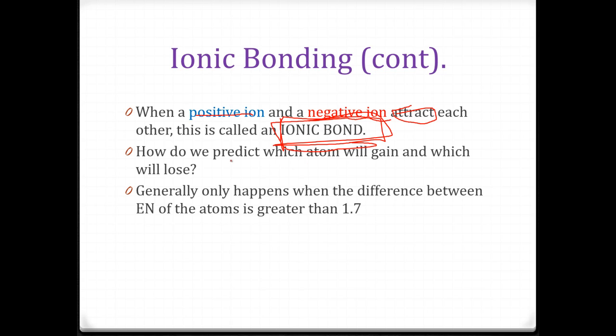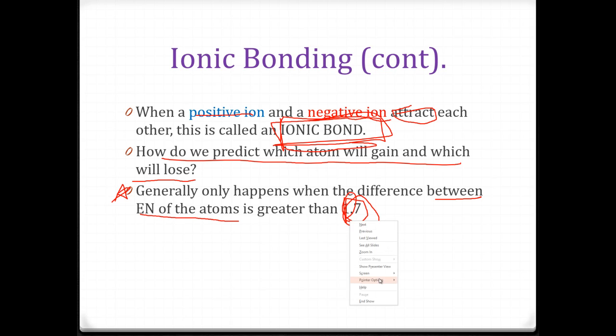Again, when we look at predicting which will gain and which will lose, you have to look at the electronegativity. Ionic bonding occurs when the difference between the electronegativity of the atoms is greater than 1.7. So 1.7, that's an important number.